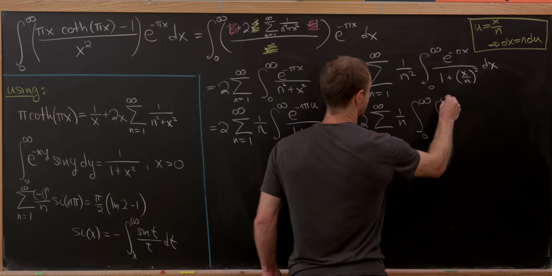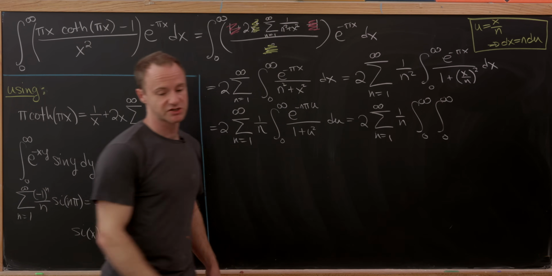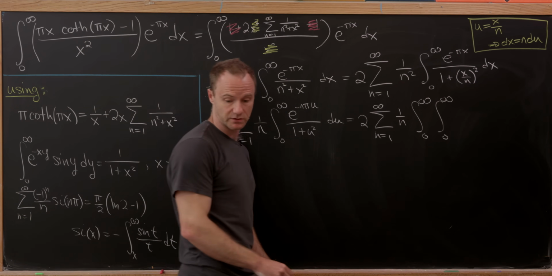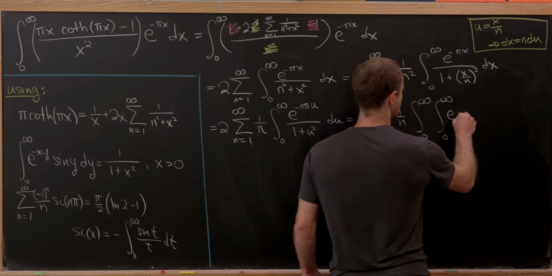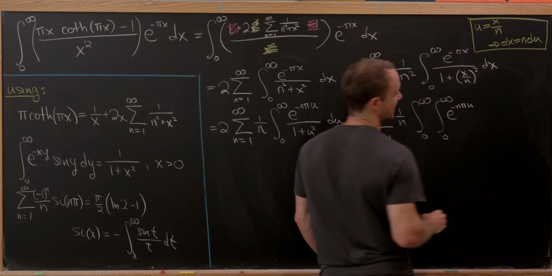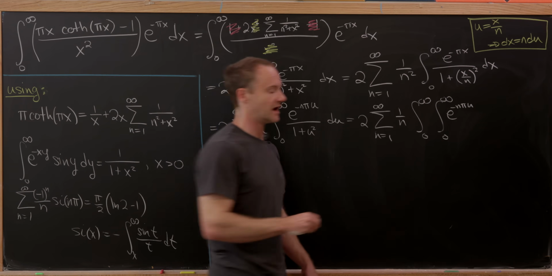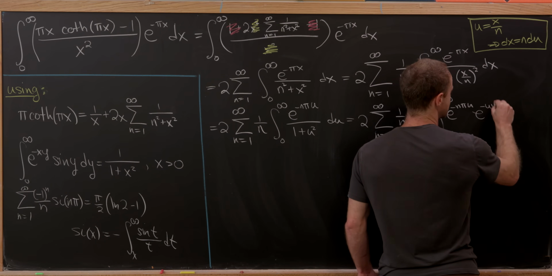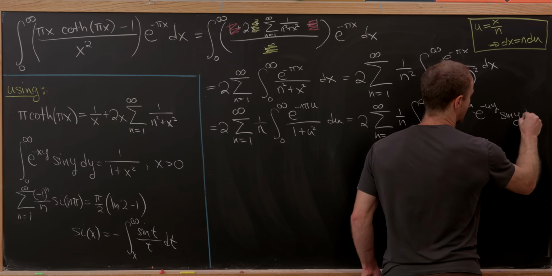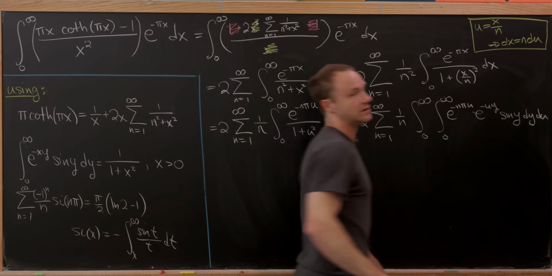So that means that I'm replacing this with an integral. So that's going to turn this thing into a double integral. Now we'll have e to the minus n times pi times u times e to the minus u times y times sine of y dy du.